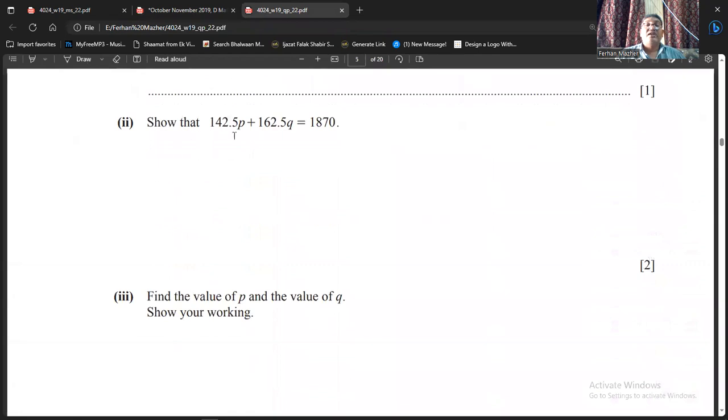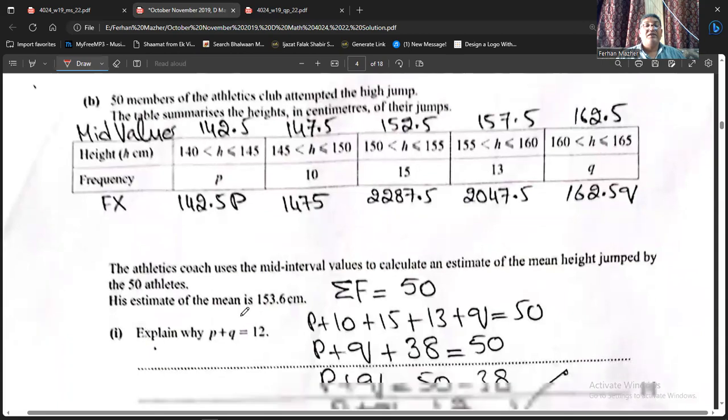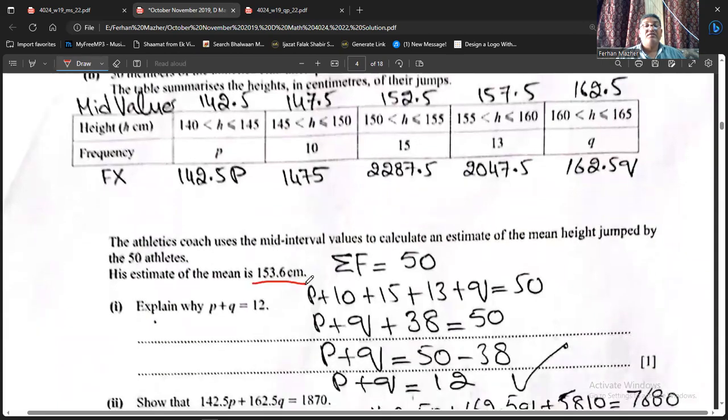Then it says show that 142.5p plus 142.5q equals 187. Here you see the mean is given. The mean is 153.6. How do you find the mean? You multiply the mid value with the frequency. The mid value of this class will be 142.5. Its mid value will be 147.5. Its mid value will be 152.5. Its mid value will be 157.5. And it will be 162.5.